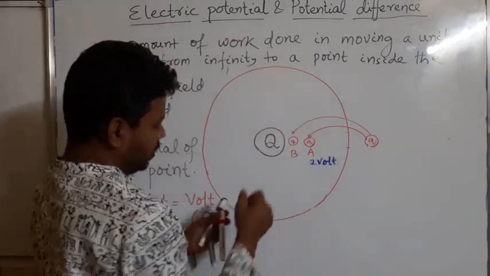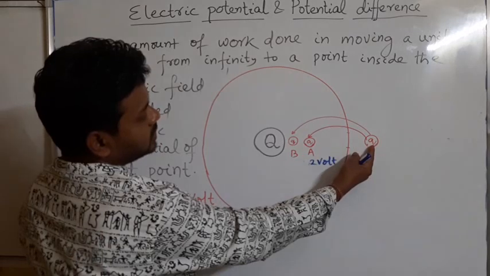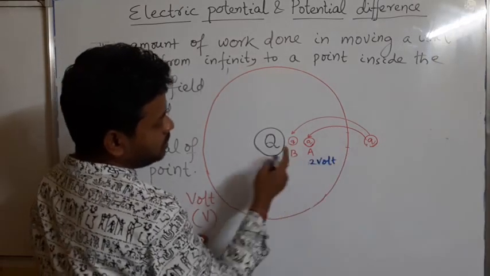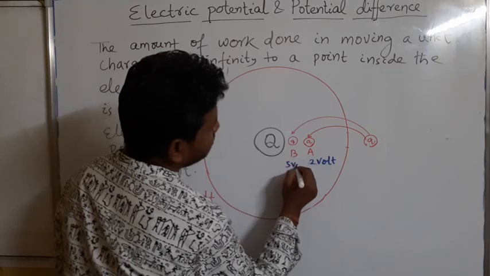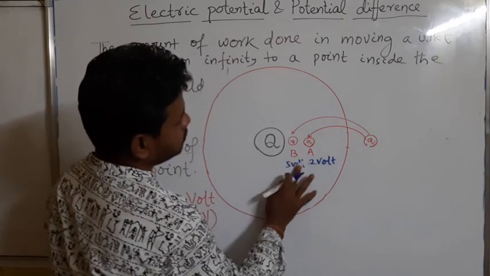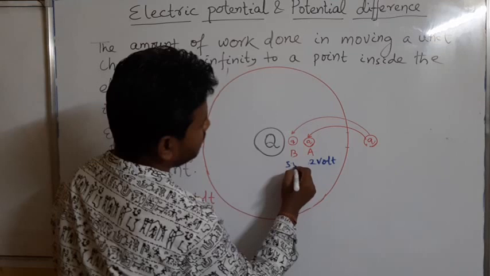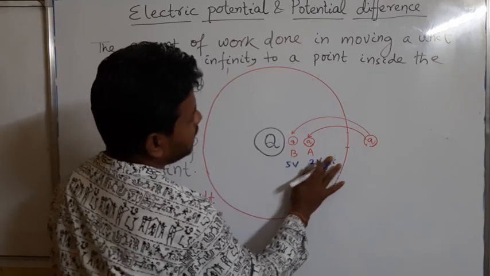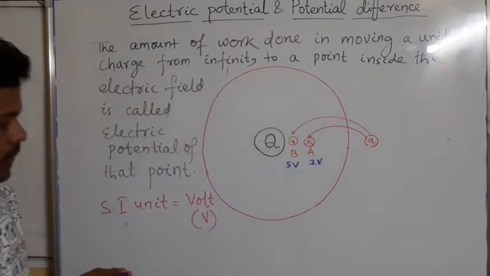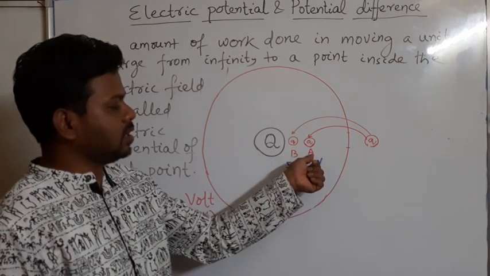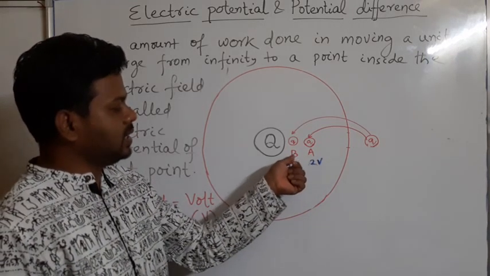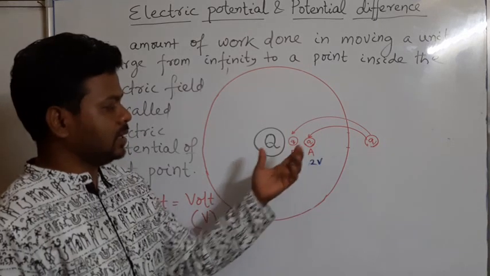And the amount of work done in bringing the unit charge from infinity to point B, say it is 5 volt, or if you write shortly, it is 5V, and it is 2V for A. 2 volt is the electric potential of A and 5 volt is the electric potential of B.